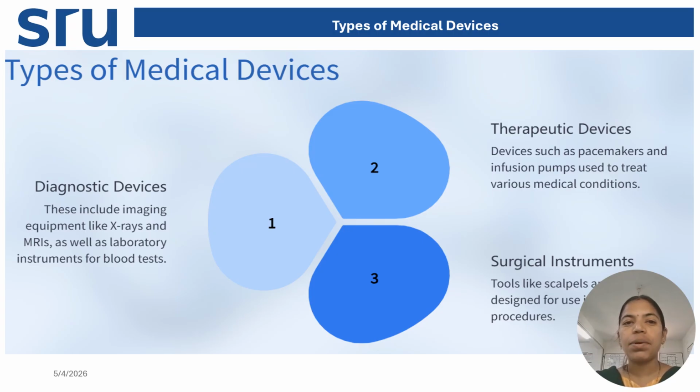Next one is the therapeutic devices. Devices such as pacemakers and infusion pumps are called therapeutic devices. These will do some therapy to the patient. Surgical instruments are the tools used during surgical procedures. So the three broad categories of medical devices are diagnostic, therapeutic, and surgical instruments.